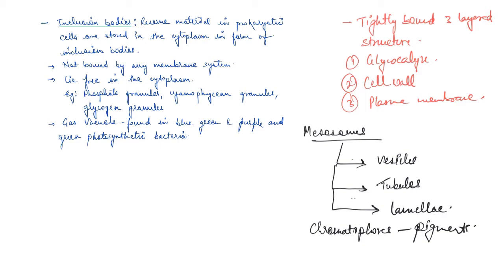Again, there are gas vacuoles which are found in blue green and purple and green photosynthetic bacteria. Again, these are inclusion bodies.